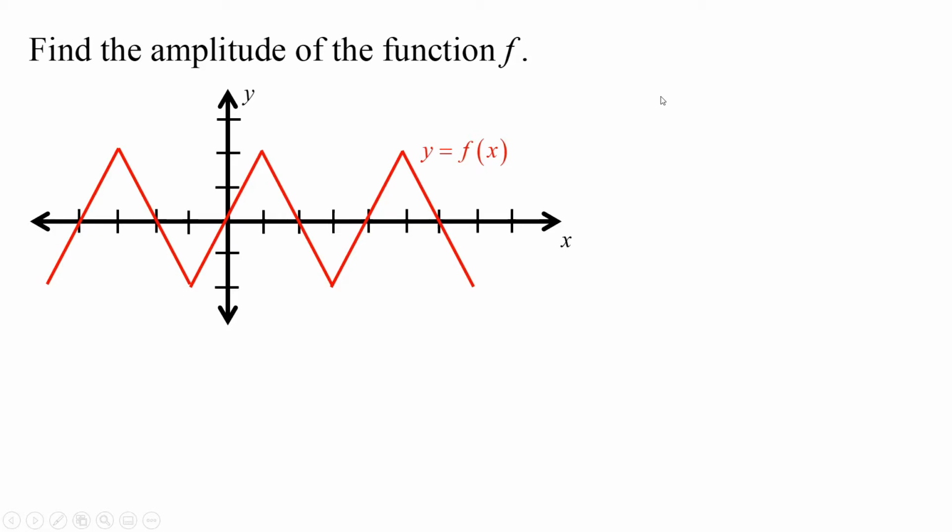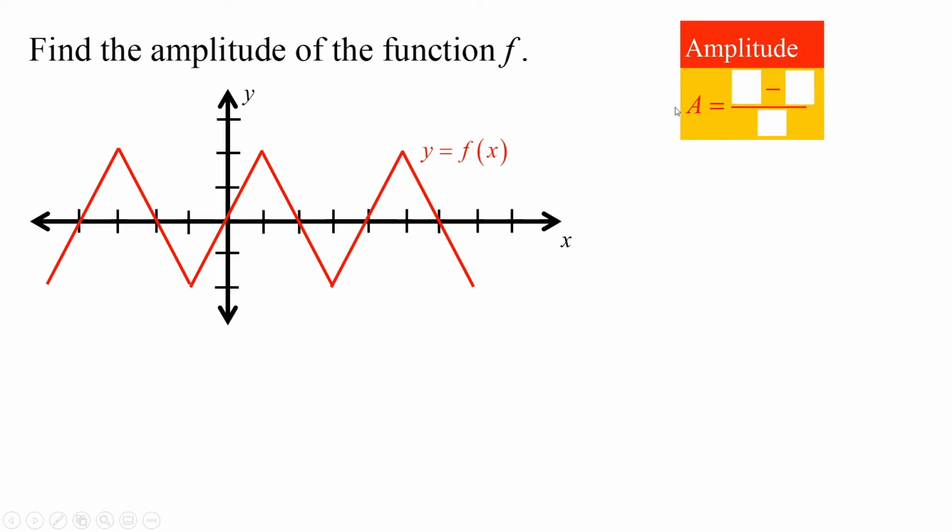But there's a simple formula for amplitude as well. Amplitude will always be A equals the max, which we use a capital M for, minus the min, which we use a lowercase m for, divided by 2. Because the max minus the min gives me the range of my function. And if I divide by 2, I get half of that.